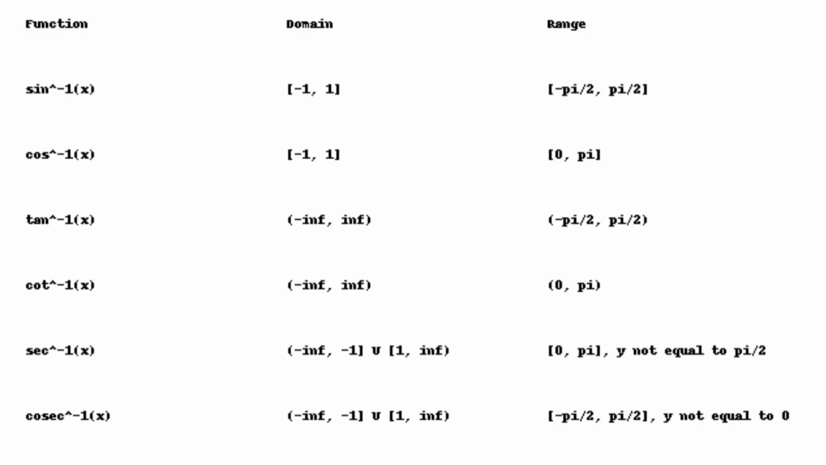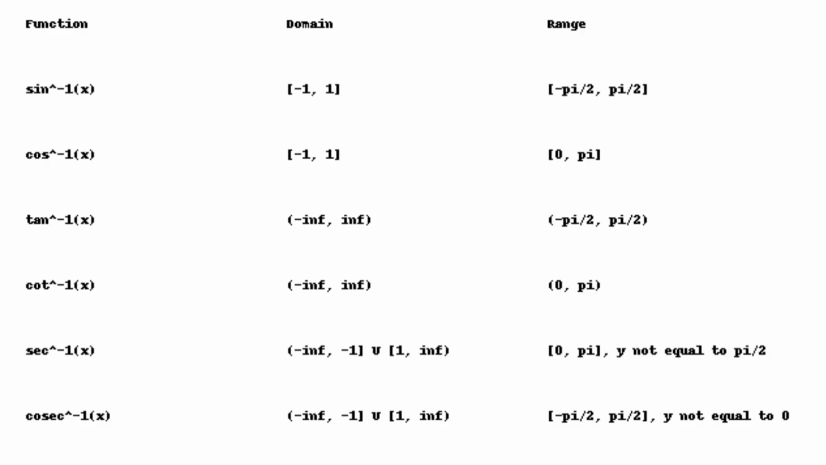For sine inverse of x, domain is between -1 to 1 and range is between -pi/2 to pi/2. For cos inverse of x, domain is between -1 to 1 and range is between 0 to pi. Similarly, for tan inverse of x, domain is between -infinity to infinity and range is between -pi/2 to pi/2. For cot inverse of x, domain is between -infinity to infinity, similar to tan inverse of x, and range is between 0 to pi.